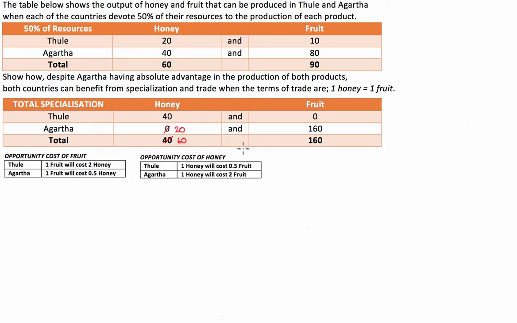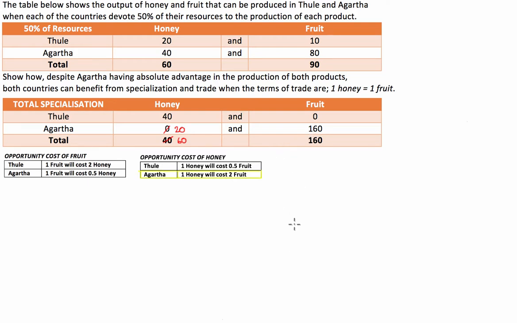Now, because we're in a situation in which both countries are devoting 100% of their resources to the production of either honey or fruit, for Agartha to produce 20 units of honey rather than 0, we're going to have to give up some fruit production. Now, in order to figure out how much fruit production we're going to have to give up, we have to go back to the opportunity cost of honey in Agartha.